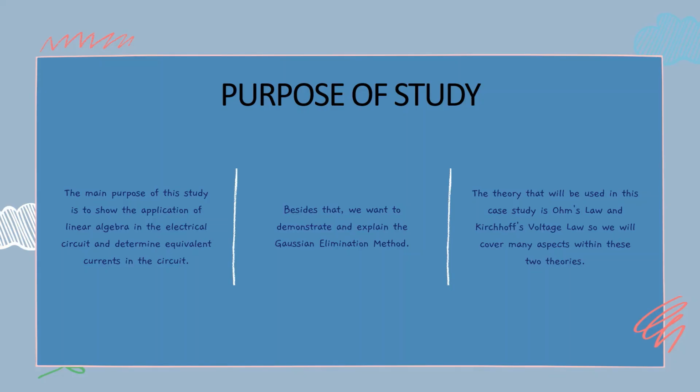Thank you, Anis. My name is Siti Fatimah Amalina binti Abdul Razak, and I will talk about the purpose of this study. The main purpose of this study is to show the application of linear algebra in the electrical circuit and determine the equivalent currents in the circuit. Besides that, we would like to demonstrate and explain details about the Gaussian elimination method. The theory used in this case study is Ohm's law and Kirchhoff's voltage law. Anis has told us what Ohm's law and Kirchhoff's voltage law are, so I will tell you how these two laws can be used in real-life problems.